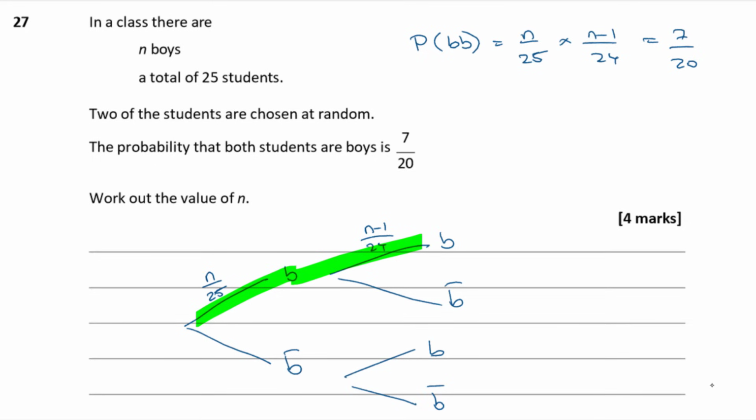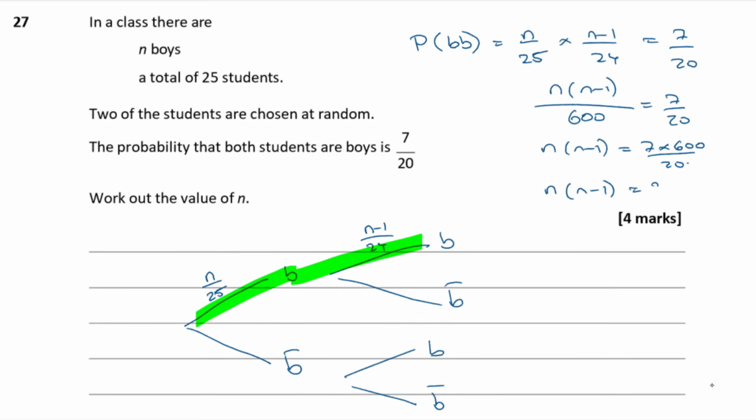Okay, right, so combining those two fractions together, we're multiplying, which is just numerator times numerator, so that's n minus 1 on the top, denominator times denominator, and 25 times 24 comes out to be 600. So n minus 1 over 600 is 7 over 20. So what could we do here? We cross multiply that 600 over, so I'm going to get n minus 1 is 7 times 600 over 20. What's that then? 600 times 7 divided by 20 comes out to be 210. So n lots of n minus 1 is equal to 210.